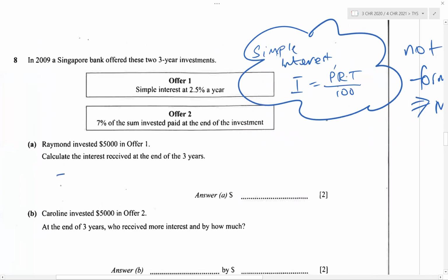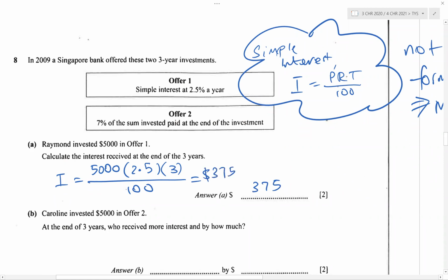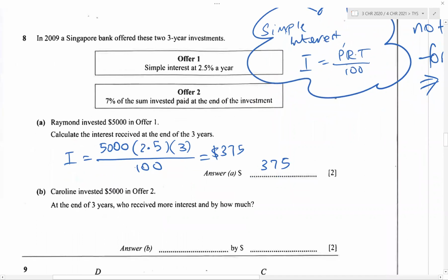So the interest over here, I equals to how much? 5,000, the interest rate 2.5, the time 3 years, over 100. Yeah, and we get the value of $375. This is the interest earned. Not bad. You put 3 years, you get extra 375 for free. But you lock up your money.